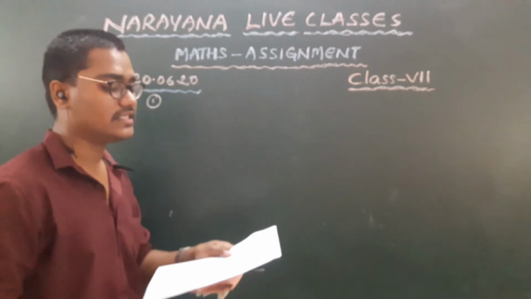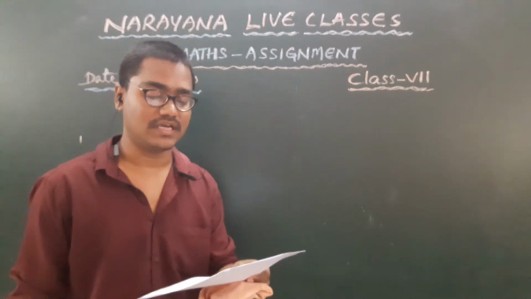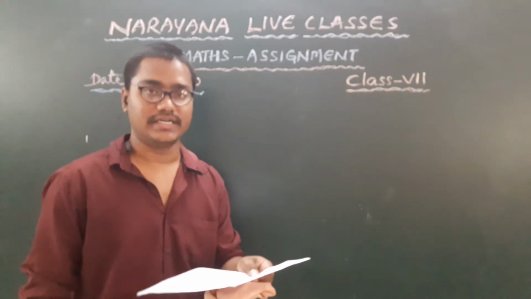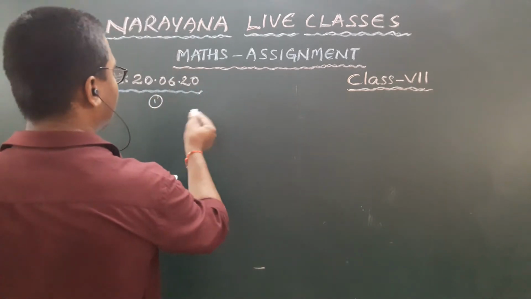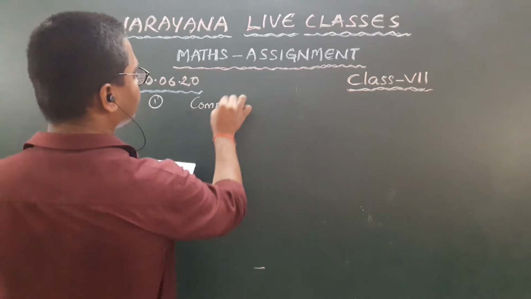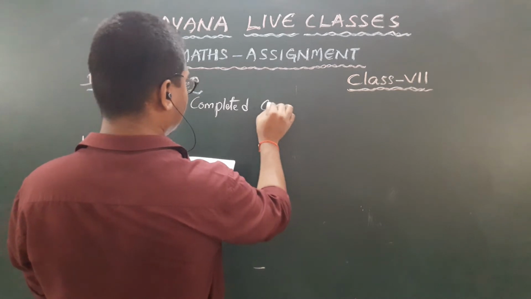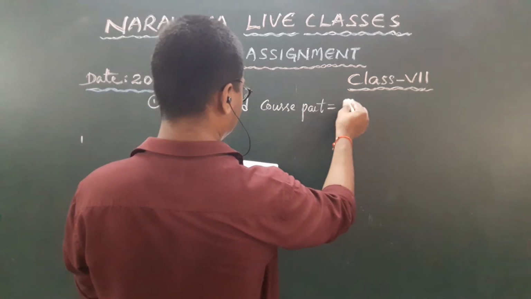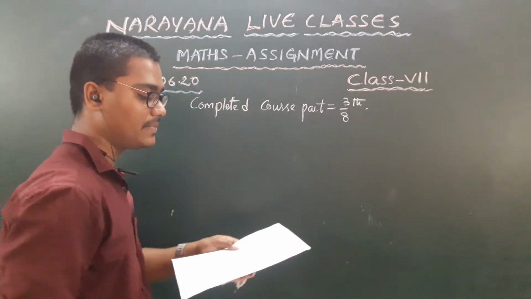Abdul is preparing for his final exam. Listen to the question properly, children. He has completed 3 by 8 part of his course content. I repeat, he has completed 3 by 8 part. Okay, I would like to write down the completed part here. Completed course part is equal to how much, children? 3 by 8 part. Okay, 3 by 8 part of the course has been completed.